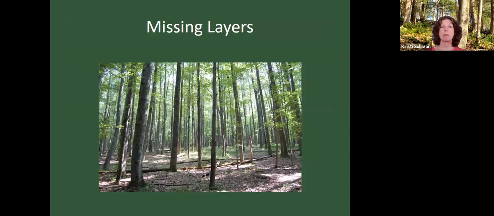And they can cause layers to be missing. So this is a picture of a forest where the canopy is somewhat open. There is sunlight reaching the forest floor. You would expect something to be there, but it's pretty much devoid of vegetation. And so we're missing that vertical structural diversity and those layers that are so important to other wildlife as habitat.